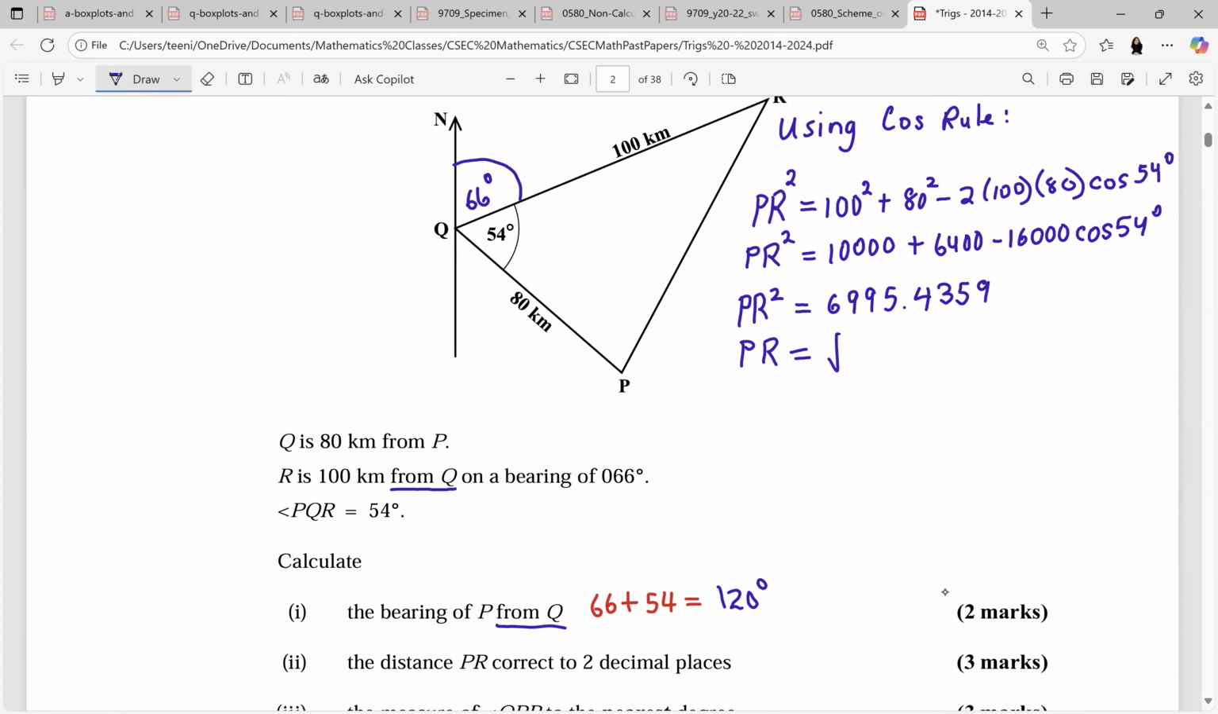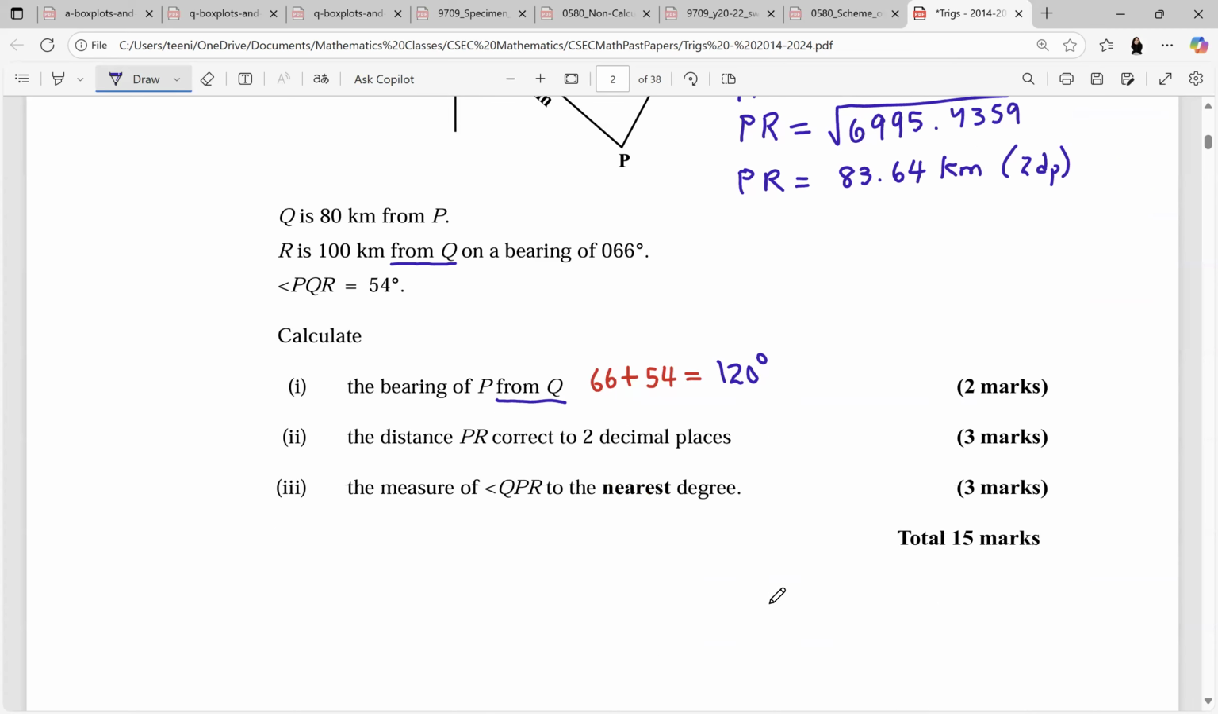So the answer will be, hold on, I just want to write this in so you get the full solution. So the answer will be PR is equal to 83.64. Because it's 83.638, the third decimal place is greater than 5, so we add 1 to the second decimal place, making that 83.64 km to 2 dp. Yes, miss. So the answer is 83.64 km. Let me do a check.